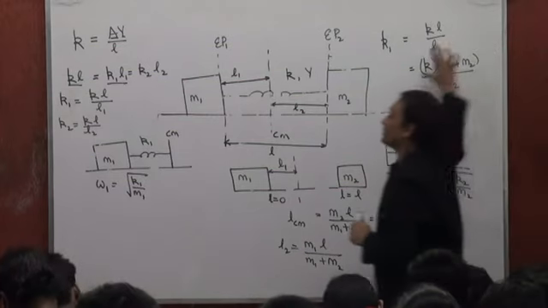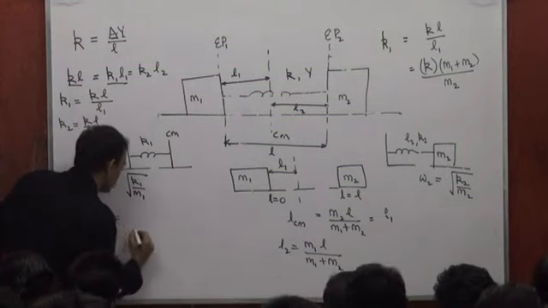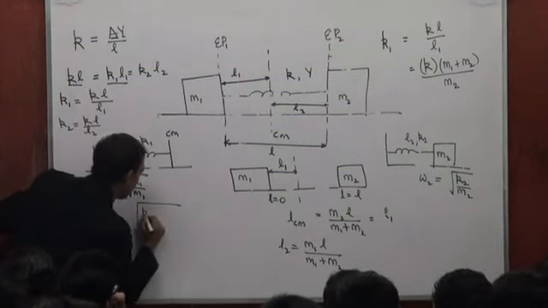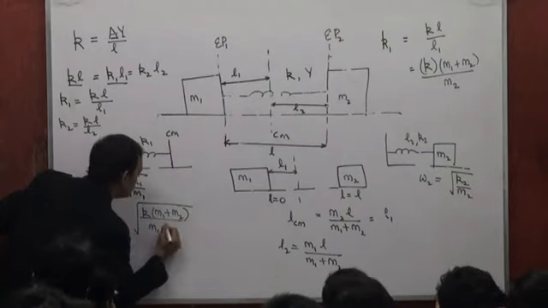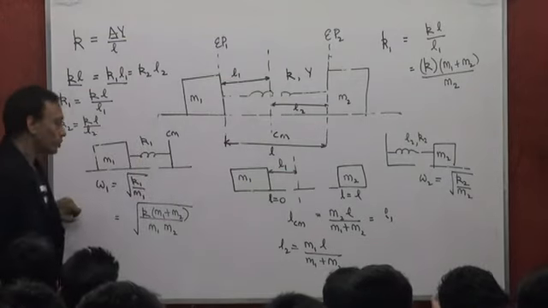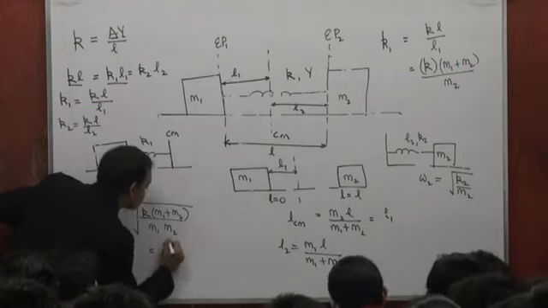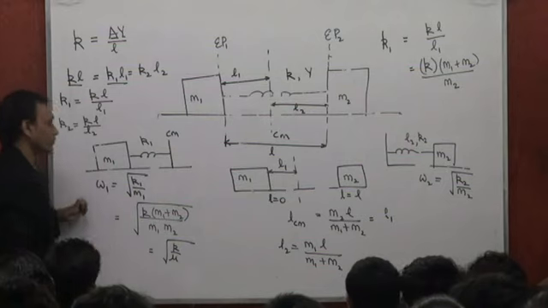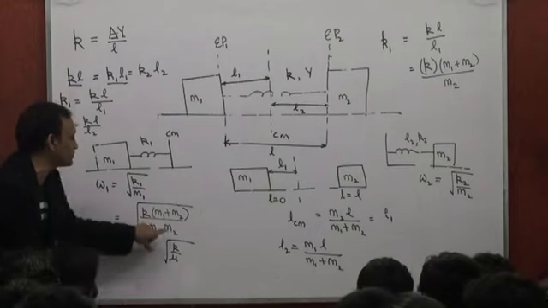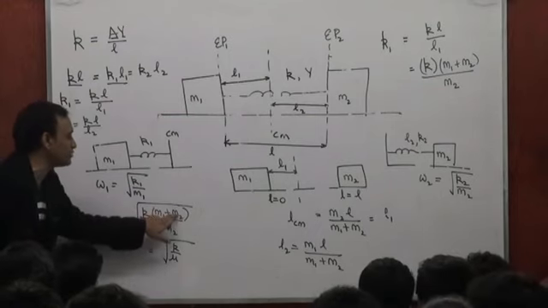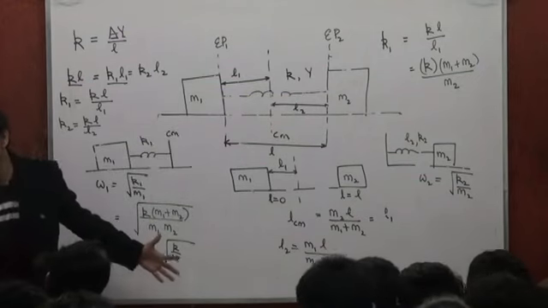And this K1 that we have computed, when you plug it into this, will give you root K into M1 plus M2 divided by M1 M2. But M1 M2 by M1 plus M2 is mu, the reduced mass of the system. So it will turn out to be root K by mu. And if omega 1 turns out to be this, then replace M1 by M2 and M2 by M1, you will get omega 2, which is also going to be the same.